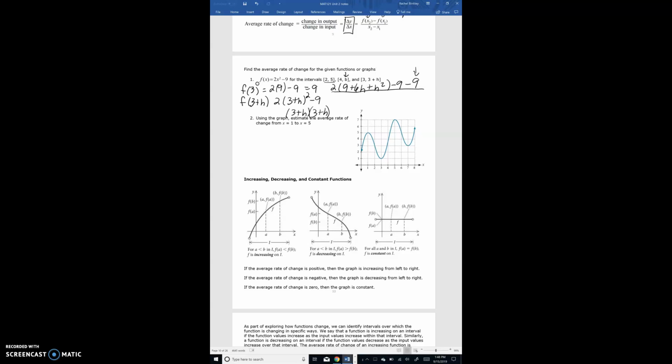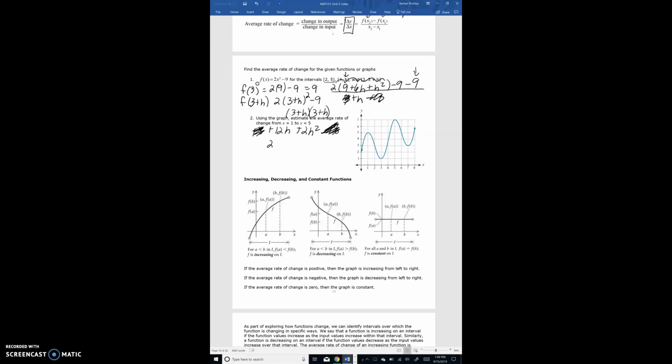then my second input, 3 plus h, minus my first input, which was 3. So the denominator works out really well. Like it just works out as h, right? Because I have 3 minus 3. So those cancel. Let's see what happens in my numerator. I'm going to distribute this 2 all the way through. So I'm going to have 18 plus 12h plus 2h squared minus 18. So that's cool because these two 18s are going to cancel.